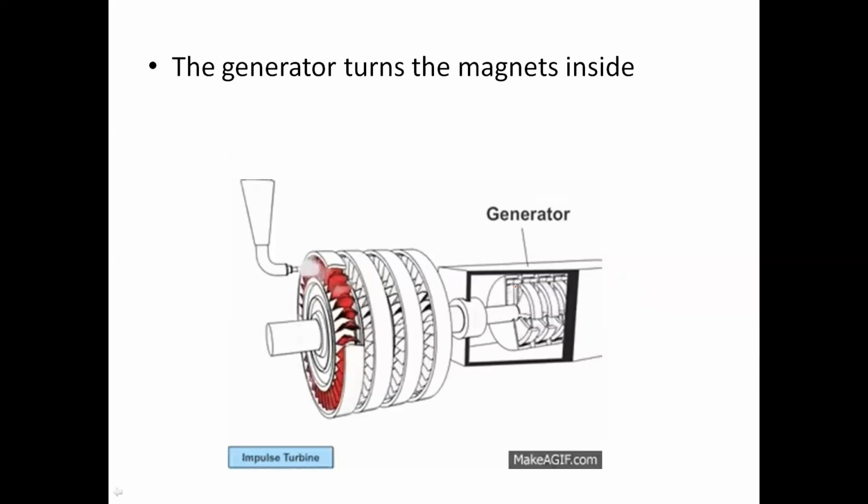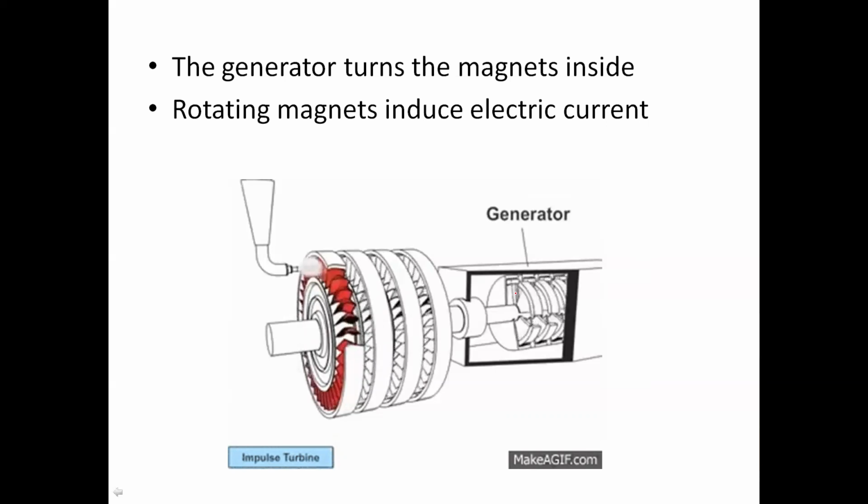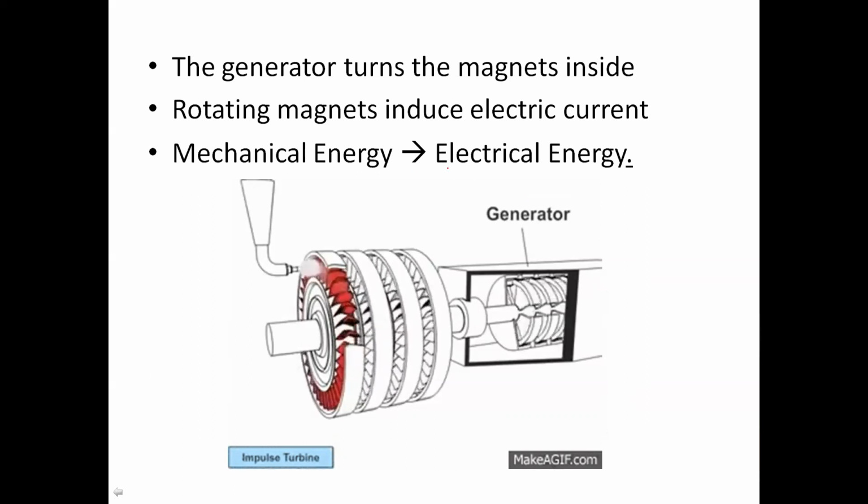Now, the generator has magnets in it, and it turns the magnets inside. These rotating magnets induce electric current. There's also a conductor inside, and the magnets induce electric currents in the conductor, which increases the flow of electrons. Thus, this generates electric current. And this is the process where the mechanical energy is converted into electrical energy.